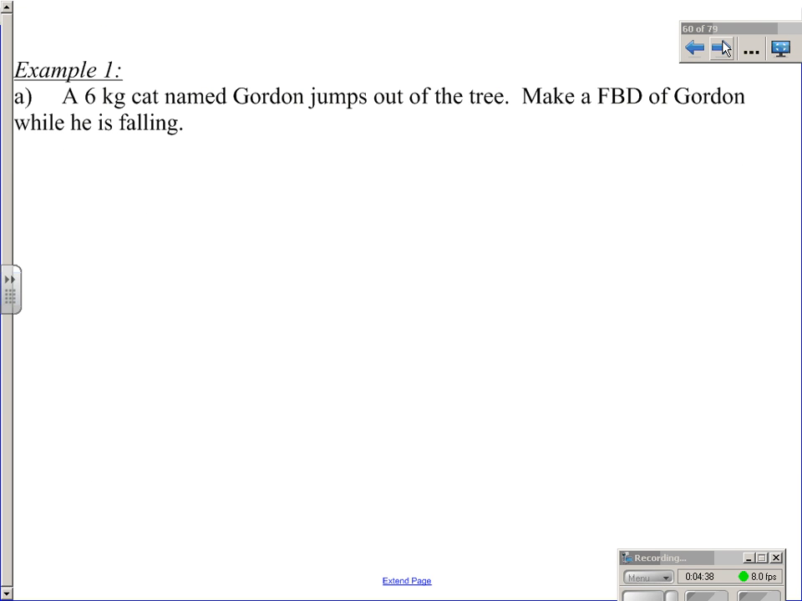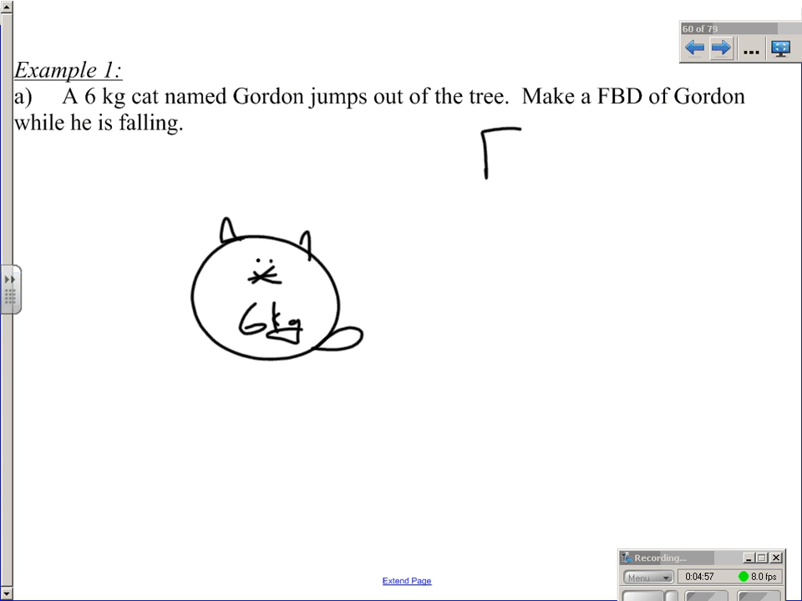Example number 1, a 6-kilogram cat named Gordon jumps out of a tree. It says to make a free body diagram of Gordon while he's falling. All right, so draw your object. Cat. All right, there he is, 6 kilograms. That's your step 1. Identify your mass and your force of gravity. So somewhere off to the side, calculate your force of gravity.